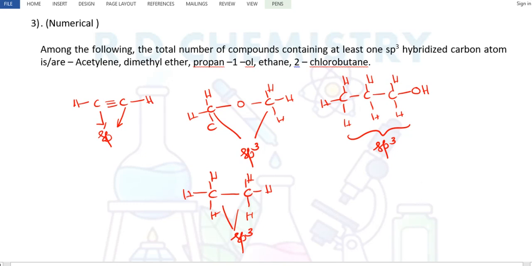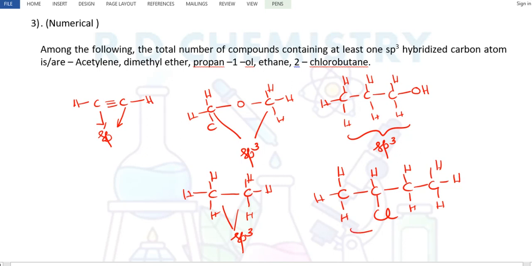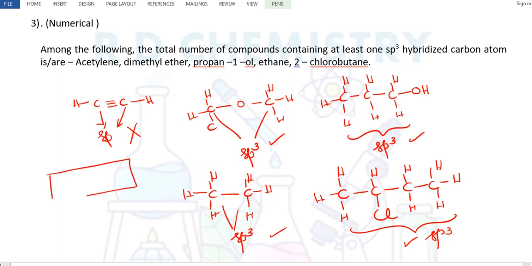Last one, chlorobutane. Butane 1, 2, 3, 4 carbon atom. Second carbon atom contains chlorine. Remaining valence is by hydrogen. Now see here also, everywhere the bonds are single bonds around it. 4 sigma bonds are present. Therefore, in all these cases, all the carbon atoms are sp3 hybridized. Except ethyne, okay, rest are 1, 2, 3, 4 compounds are there. So answer should be 4. So numerical type question answer should be 4.00, right?